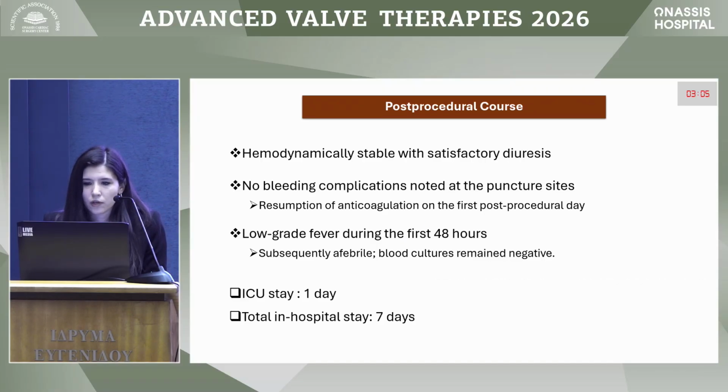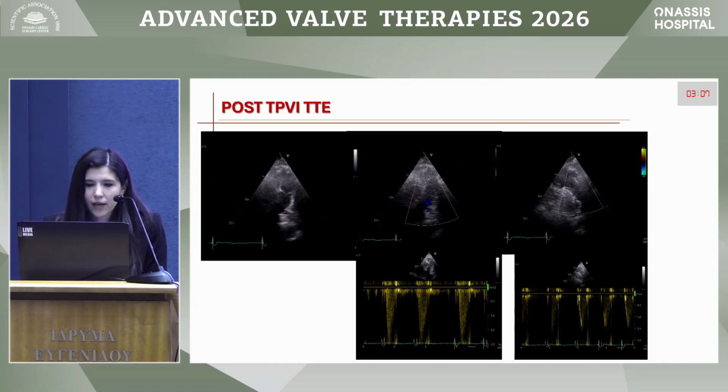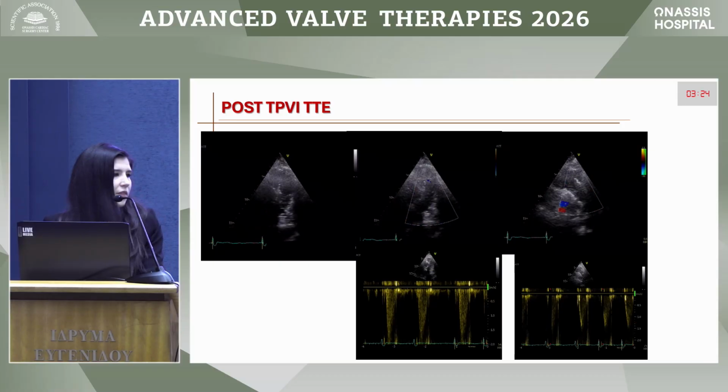Again, the post-procedural course of the patient was uneventful, and you see the pre-discharge echo, and the patient has no regurgitation. The pulmonary valve has no regurgitation, and it has a maximal velocity of 1.7 meters per second. Thank you.